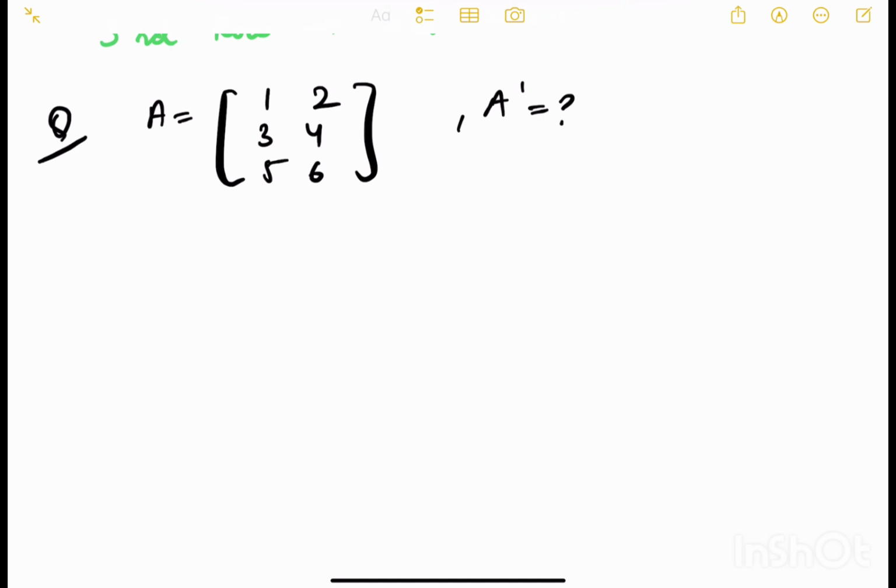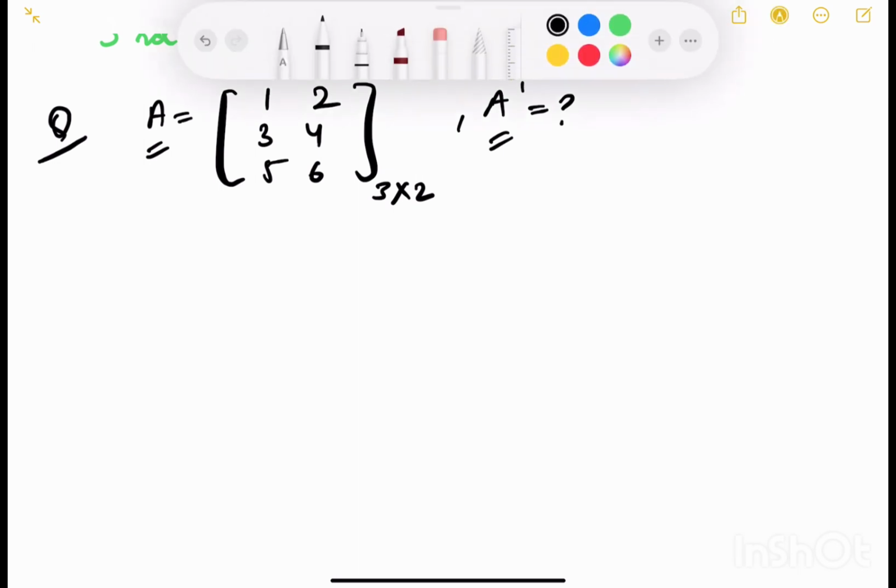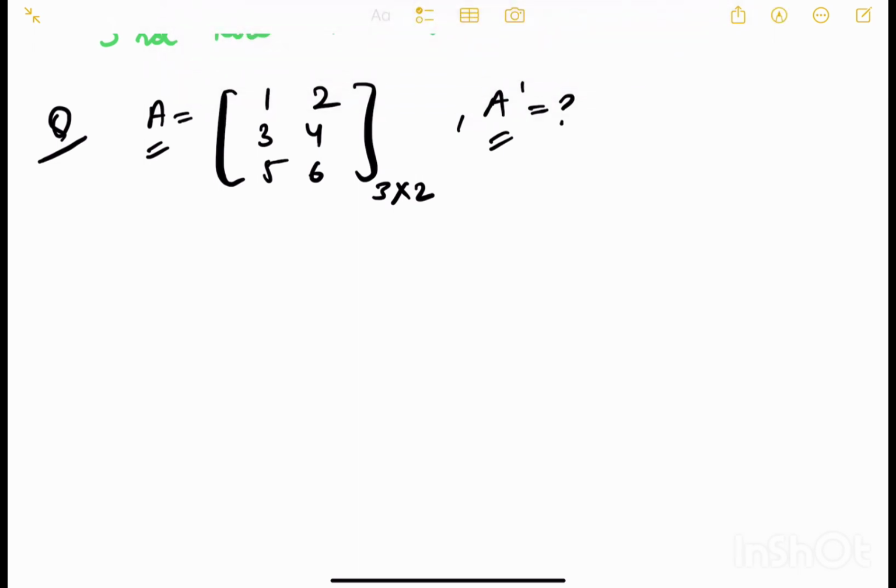So let's focus on another example just to clear the definition. This is the matrix A which is given to us, and we have to find the transpose of this matrix. Let's focus first of all on the order. We can see that we have 3 rows and 2 columns. So the order of the given matrix is 3 cross 2. The main agenda is to focus on the rows of the matrix A one by one and convert them into the respective columns.